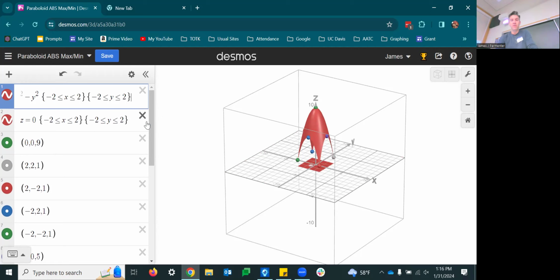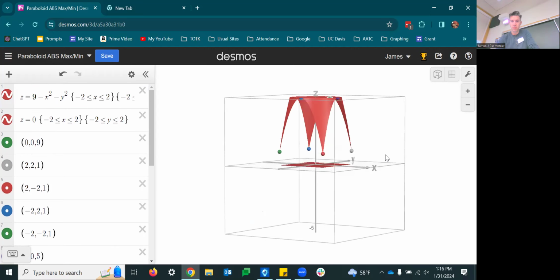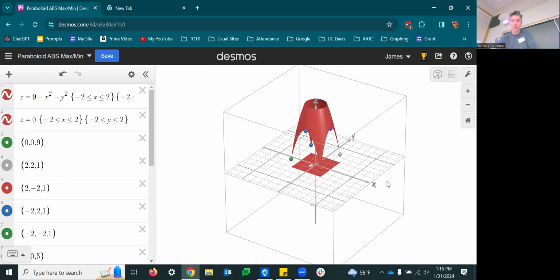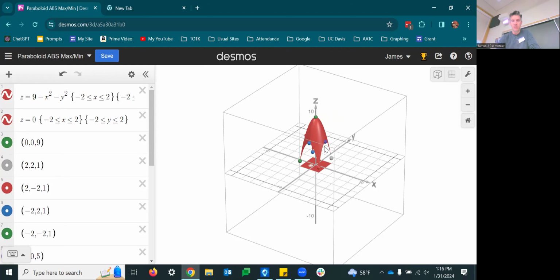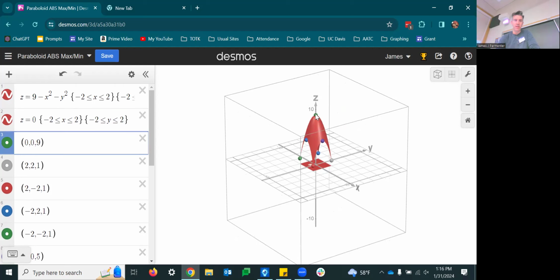On that surface, if we zoom in a little bit, you can see some points here. There's an absolute maximum right there at the top. There are 4 absolute minima that all have z values of 1: (2, 2, 1), (2, -2, 1), (-2, 2, 1), and (-2, -2, 1).